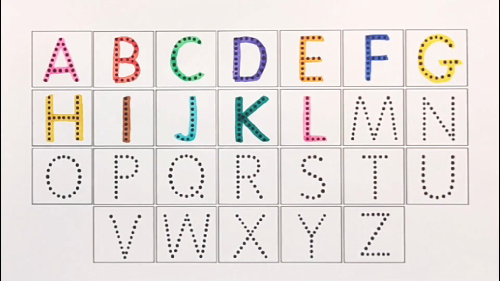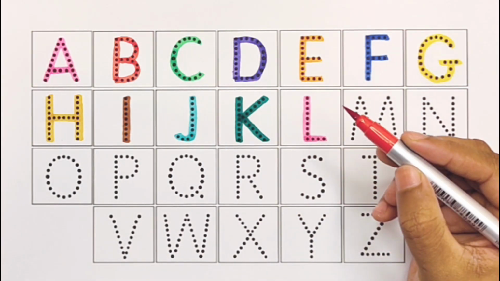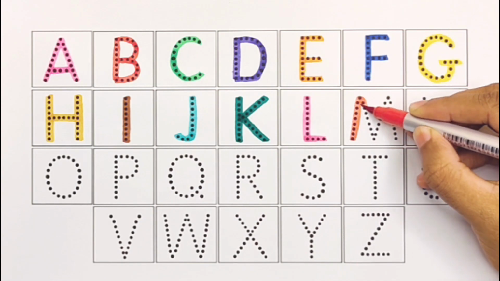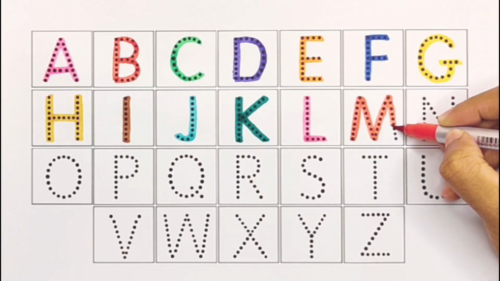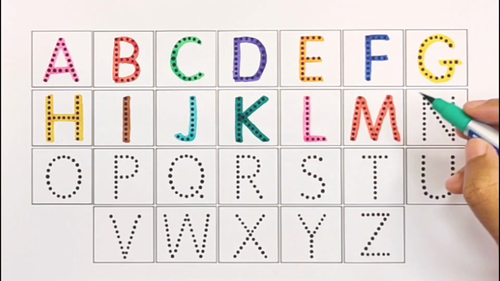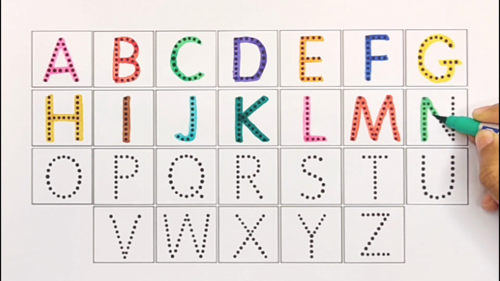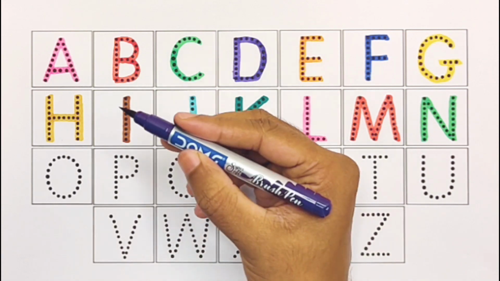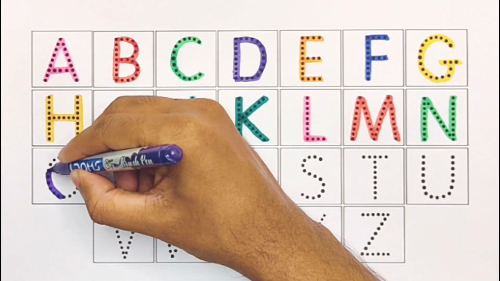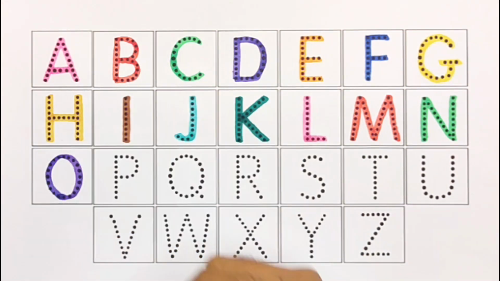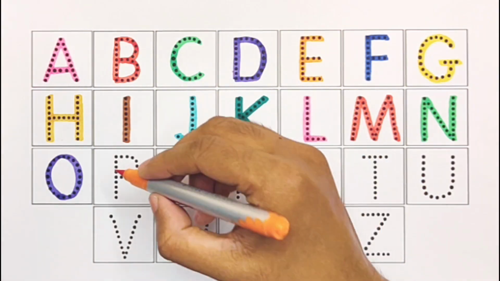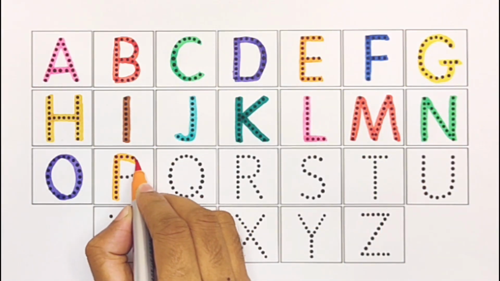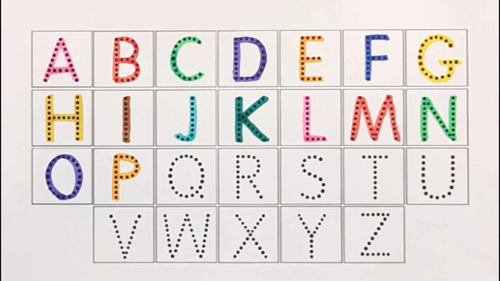L for lollipop. Red color. M for mushroom. Light green color. N for noodles. Purple color. O for orange. Orange color. P for pear.